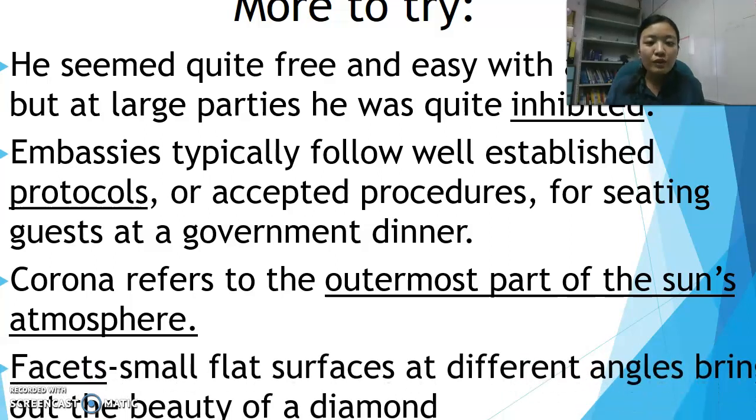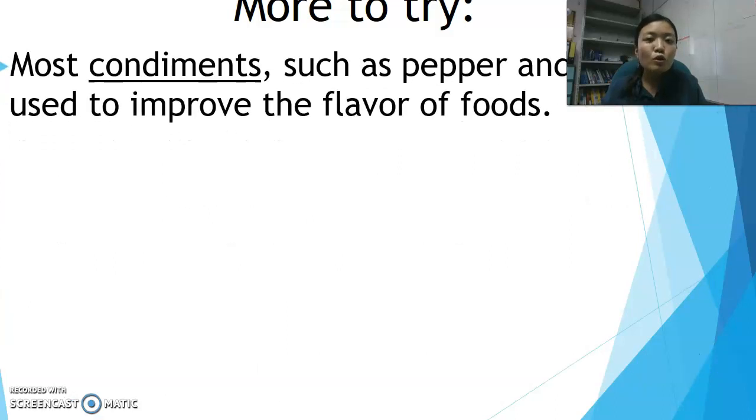Facets. All right, small flat surfaces at different angles bring out the beauty of a diamond. Even if you don't know what facets are, you know that a diamond is basically round like this, and it says small flat surfaces. So these small flat surfaces are called facets because it is described over here. All right, a few more for you. Most condiments such as pepper and mustard are used to improve the flavor. So here is given to you: what are condiments? Pepper and mustard. Extra flavors that you can put in the food.